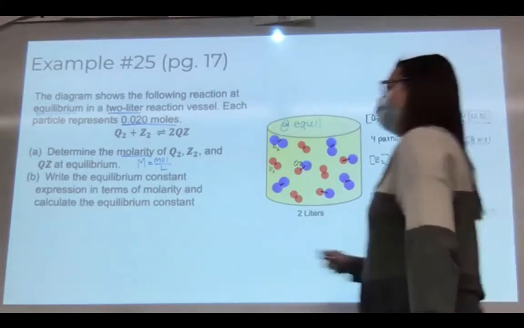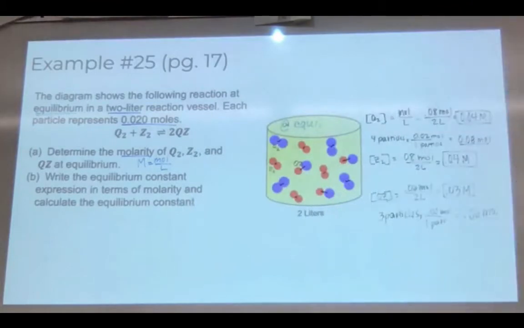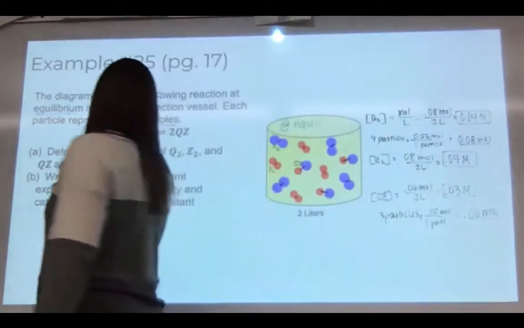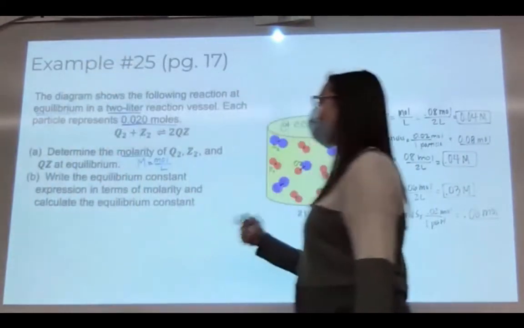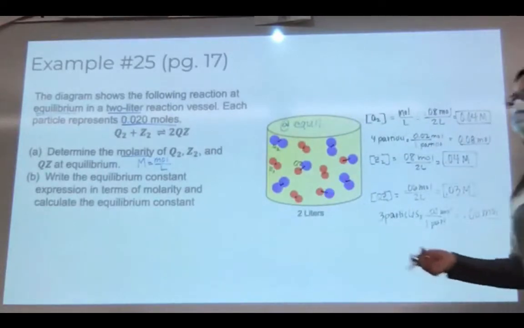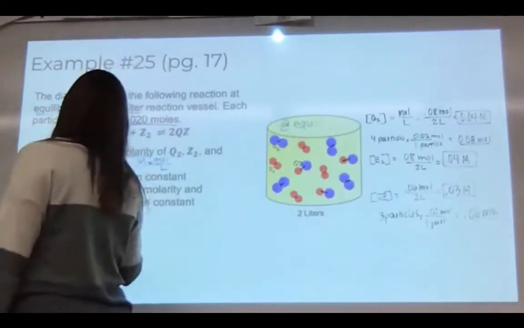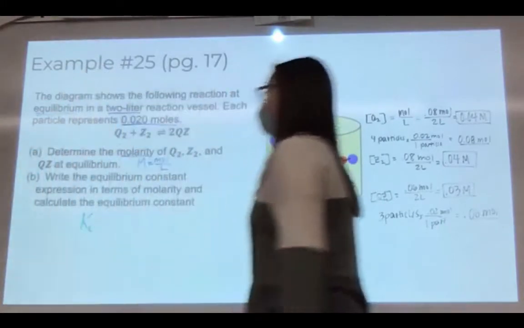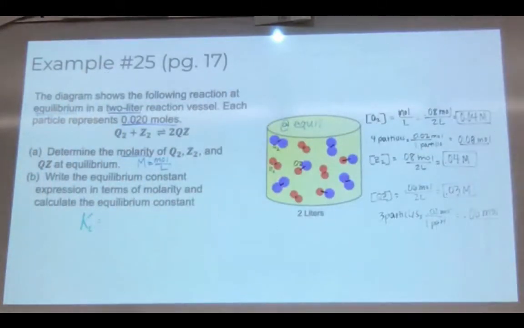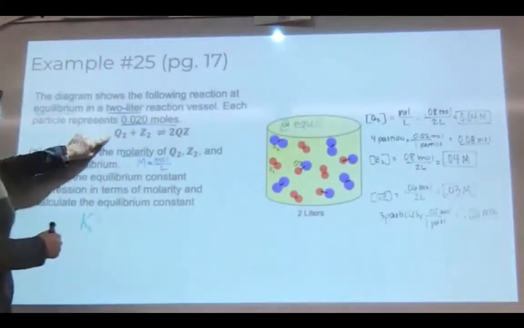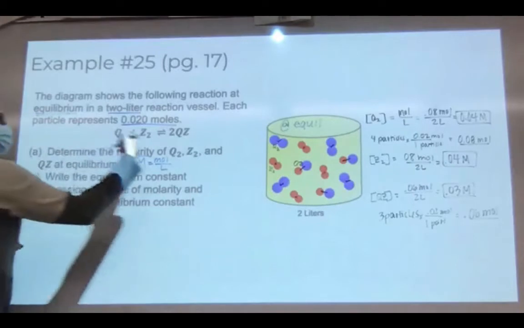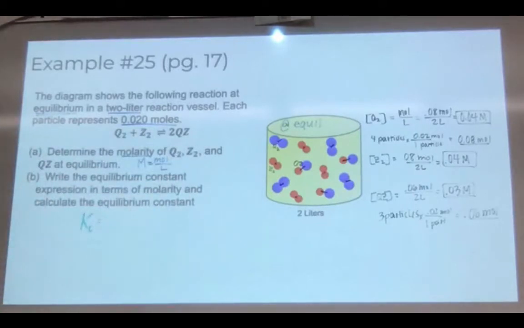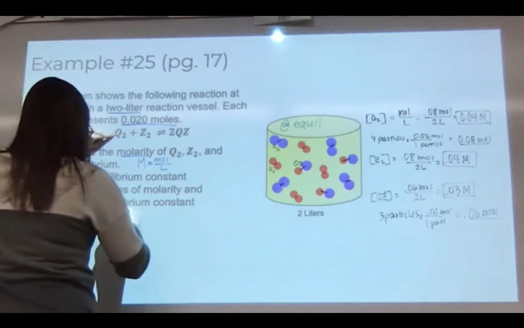Just counting. Now B, write the equilibrium constant expression in terms of molarity and calculate the equilibrium constant. This is very much a type of question that you could see, whether it's free response or whether they made it into multiple choice. So, equilibrium constant expression in terms of molarity. Which K is that? It's Kc. Molarity is concentration. So we're writing the Kc expression. Here's our balanced equation. If they all have concentrations, we're assuming they're aqueous or they're gases. So we write our equilibrium constant expression.